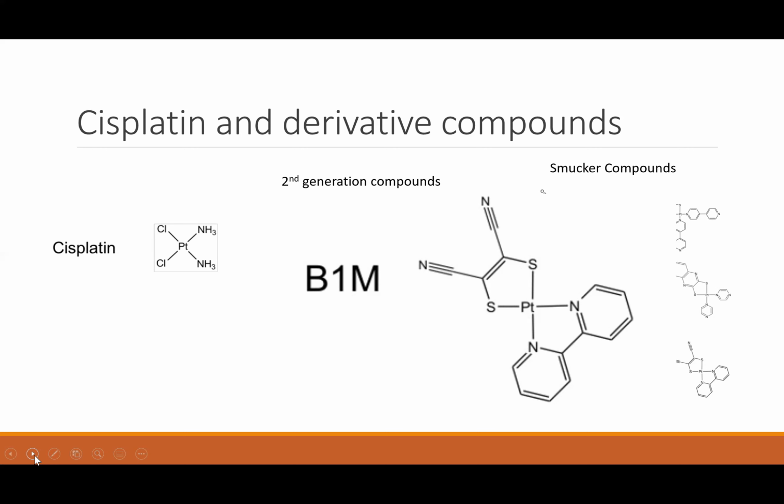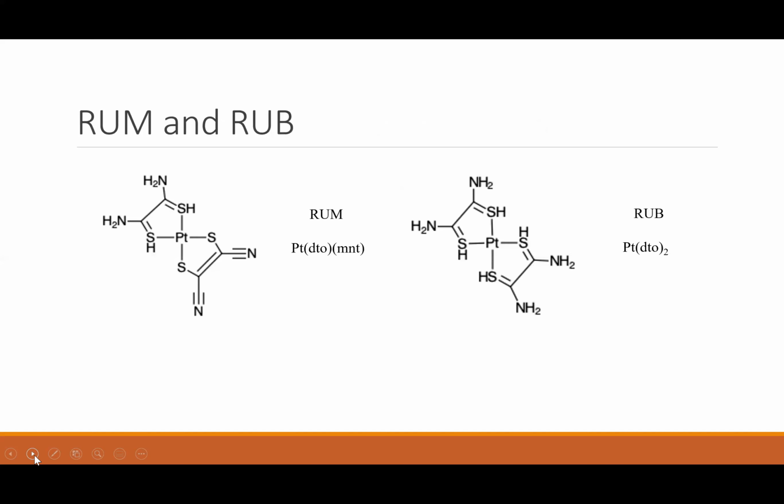All 6 of these compounds were looked at by previous students. Only 2 were found to have any sort of toxicity, which were B1M and A2D. That brings us to the 2 newest compounds, RUM and RUB. RUM is on the left and RUB is on the right. They were both named after the amount of rubionic acid ligands they have attached. RUB has 2 rubionic acid ligands, while RUM has 1.